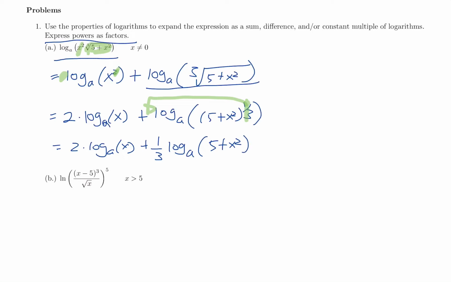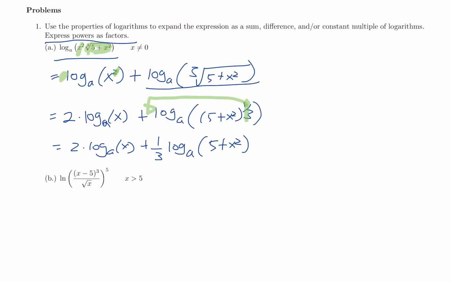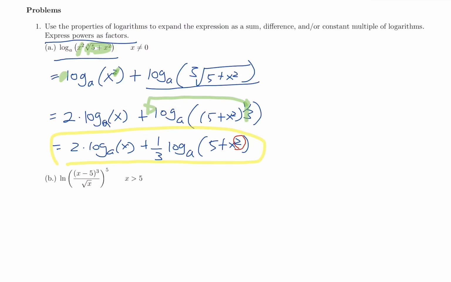Now here, knowing when to stop is part of the problem. Okay, being able to simplify the problem. Here, this is the final answer. Now you might be wondering, can we bring this 2 right here to the front? We can't, because this 2 is only applied to x. In order to bring as a factor, the exponent must apply to the entire expression inside of the log, like 1/3 here. Okay, so keep that in mind.